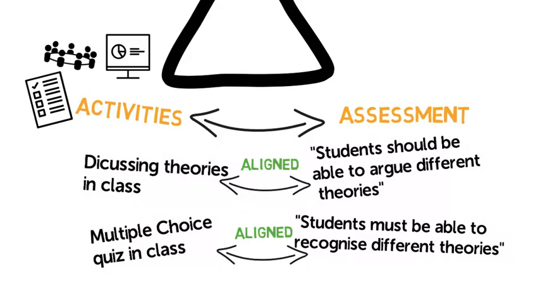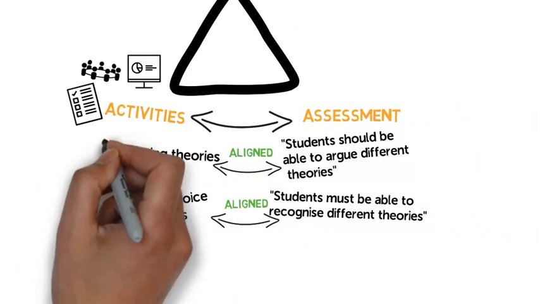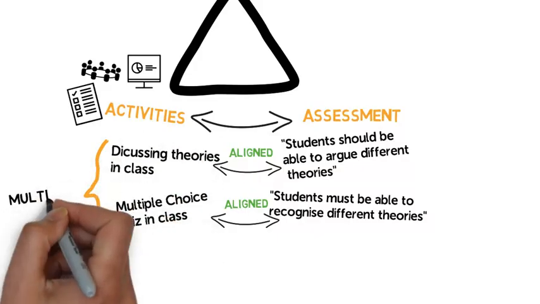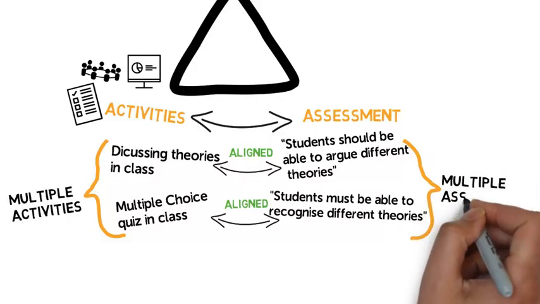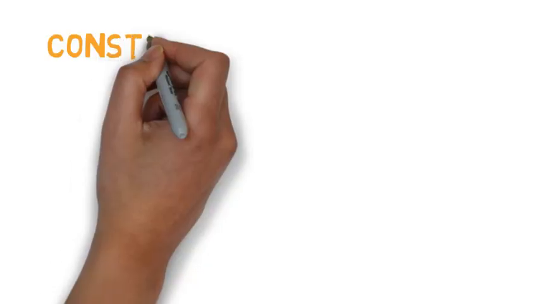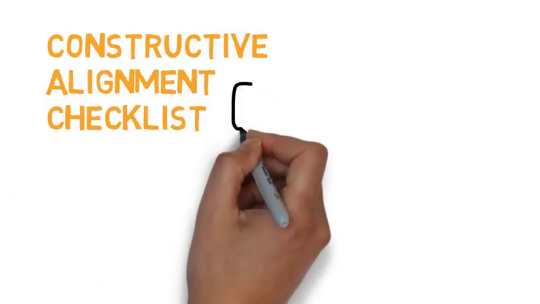Usually, there are multiple learning objectives for one course, focusing on different levels of cognition. This implies that you will probably need multiple types of activities and possibly even multiple methods of assessment to ensure complete constructive alignment. So, what would be the ideal way to ensure constructive alignment in your course?